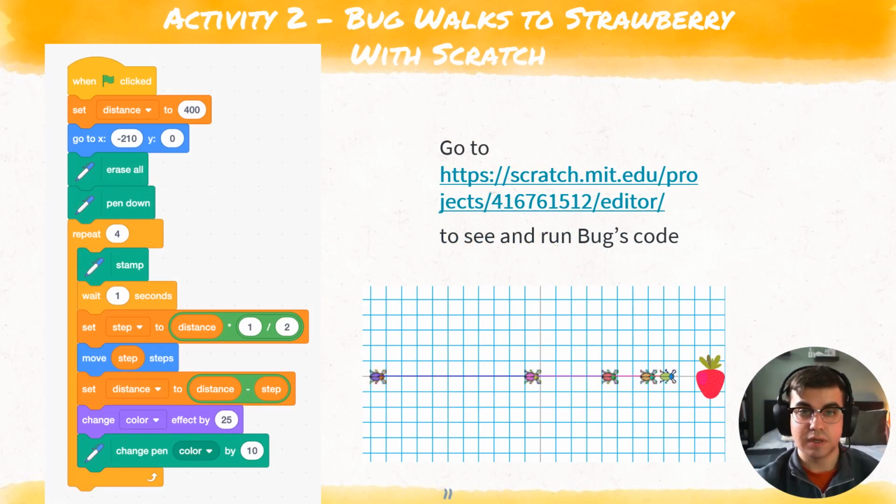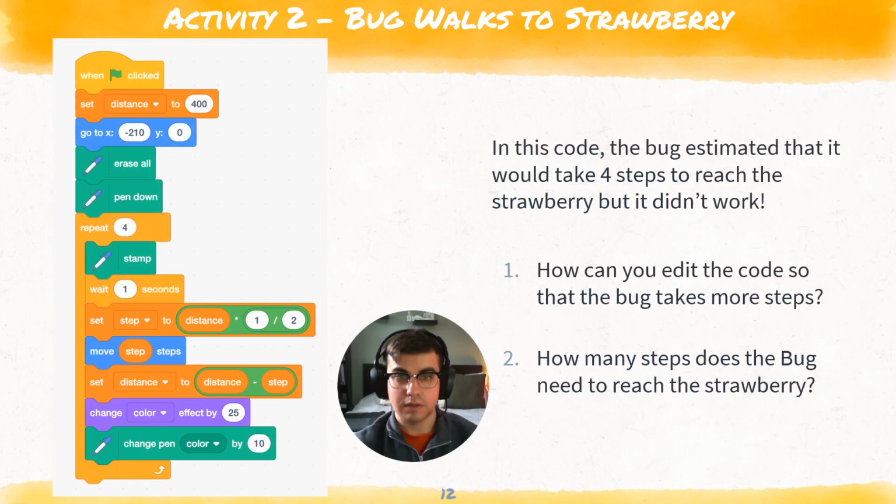Activity 2. Bug walks to strawberry with Scratch. Go to the Scratch website you see on screen in your slide deck to see and run the bug's code. Activity 2 instructions. In this code, the bug estimated that it would take 4 steps to reach the strawberry, but it didn't work. How can you edit the code so that the bug takes more steps?